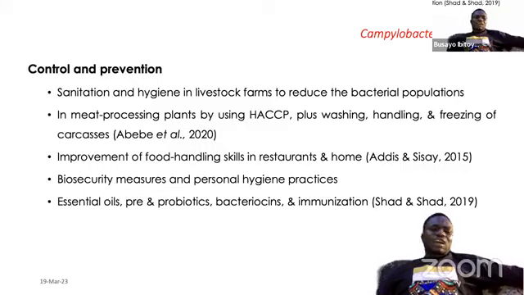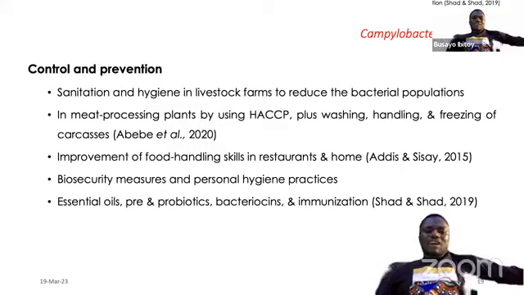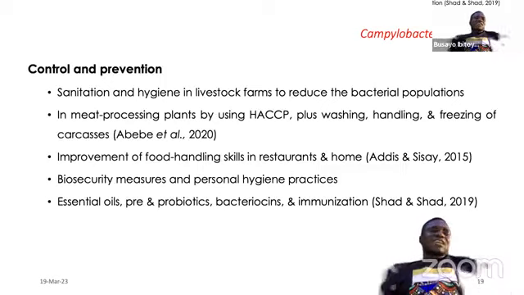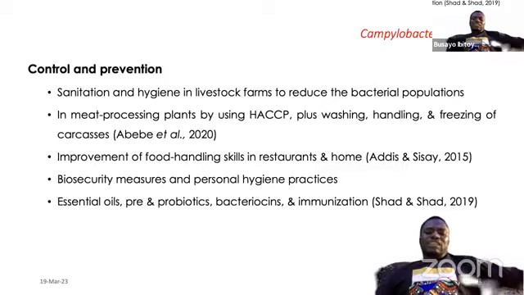Now, control and prevention of Campylobacteriosis: majorly, sanitation and hygiene rank at the top of the table of prevention and control for Campylobacteriosis and for many other foodborne illnesses. Sanitation and hygiene in livestock farms tend to reduce the bacterial population in that place. And also in meat processing plants, we should pay attention to hazard analysis and critical control points. Then again, there should be proper washing, handling, and freezing of carcasses after slaughtering.